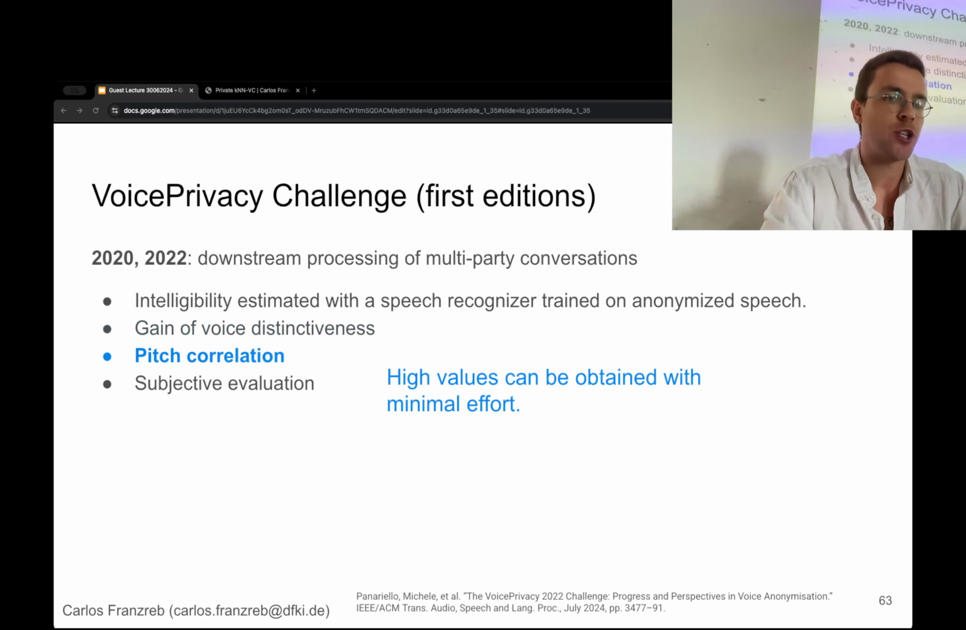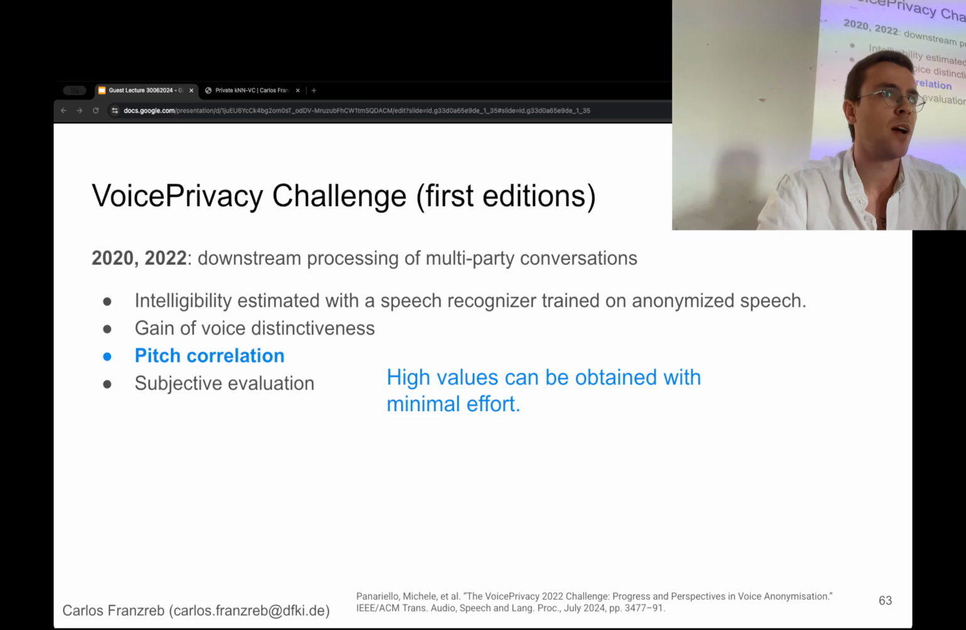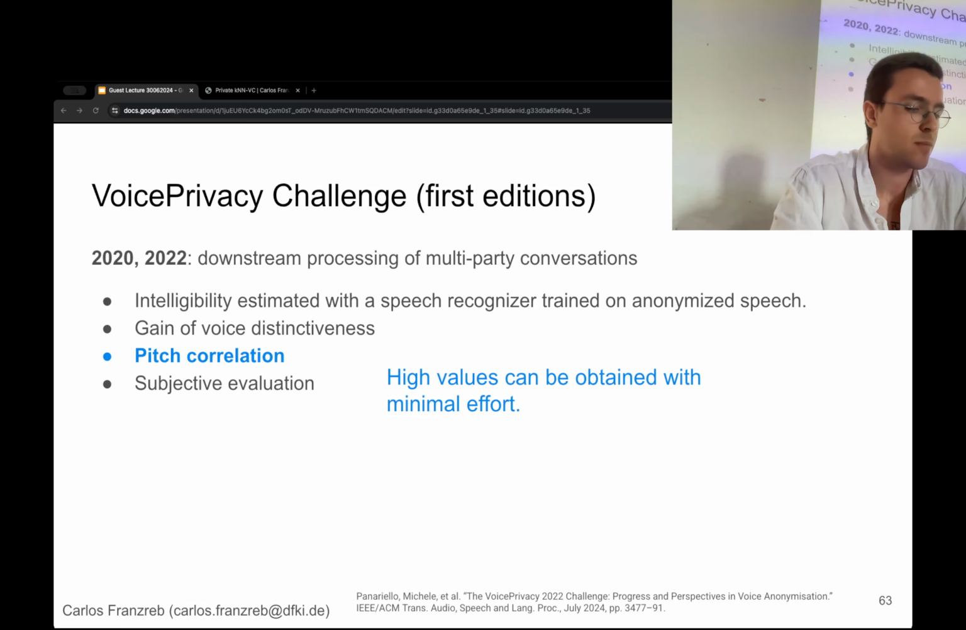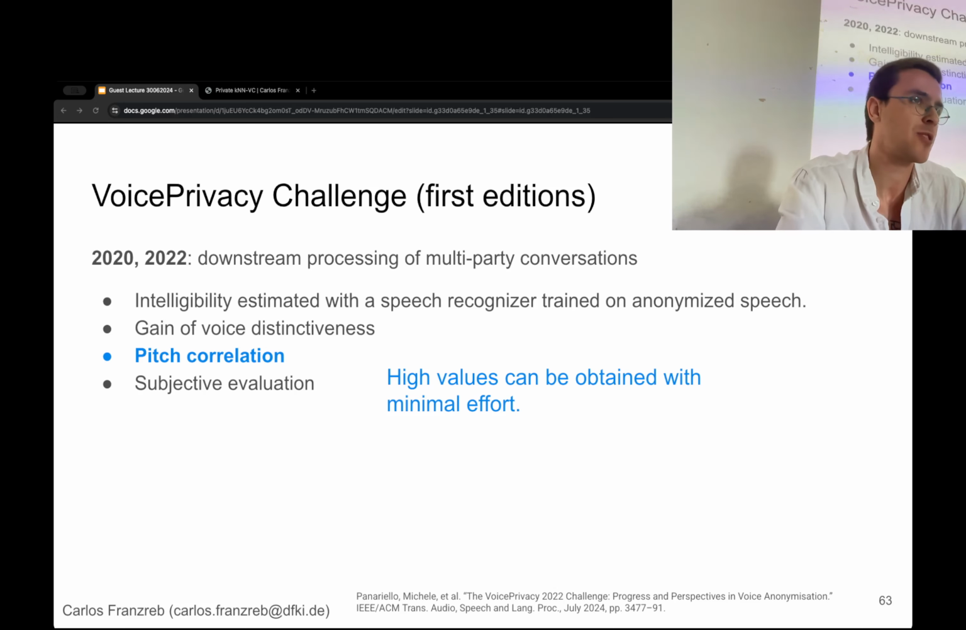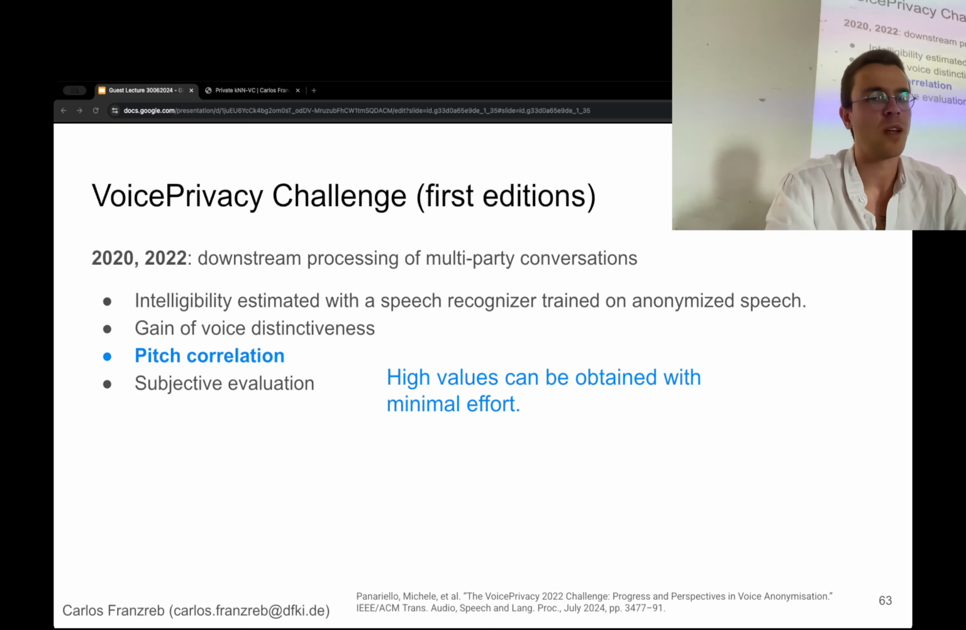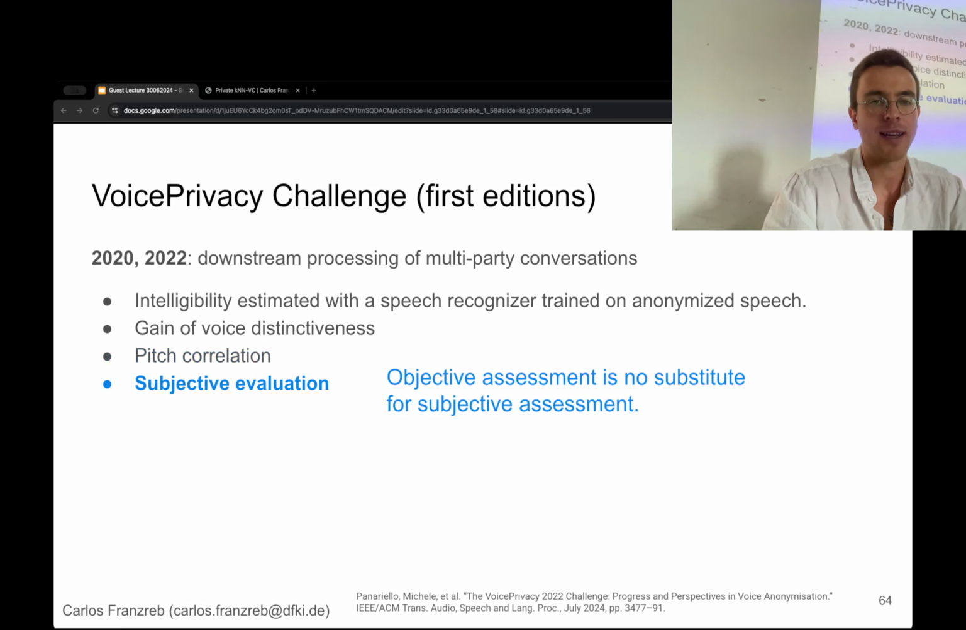Yeah, pitch correlation, the aim here was to preserve the fidelity of the input speech. But Panariello shows with a simple experiment that it is really easy to obtain high values in this evaluation with very little effort. So the utility of this metric is not that clear.